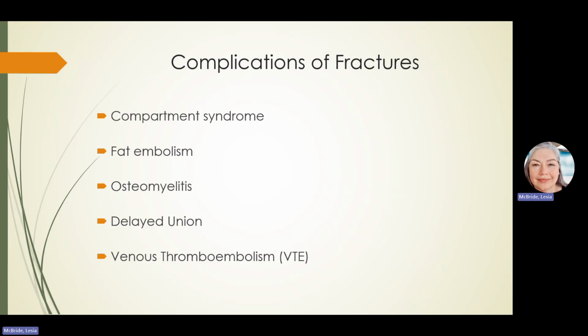Delayed union is just as it says: that is when the bone will not heal. It doesn't heal correctly, or it does not heal quickly enough, and sometimes that's due to a person smoking. It can be due to lack of oxygen or nutrition to the area. So it's important that we're teaching nutrition, don't smoke, and to make certain that they're taking care of their diabetes, et cetera.